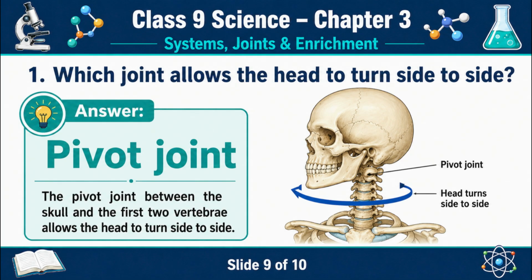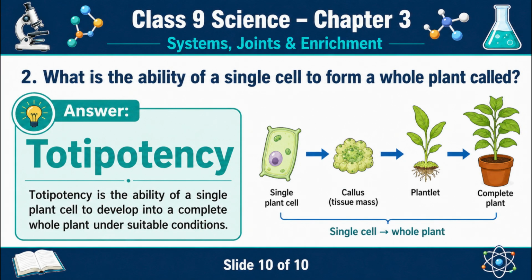Which joint allows the head to turn side to side? Pivot joint. What is the ability of a single cell to form a whole plant called? Totipotency.